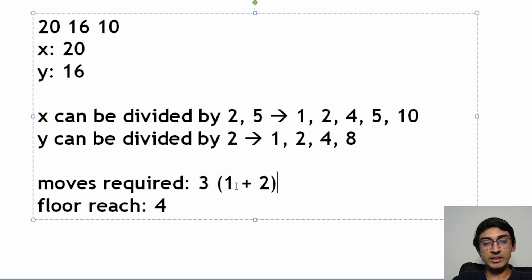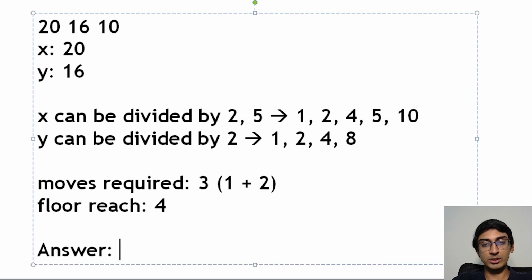So total moves required is 3, and then I can reach 4. Can I reach other floors? Yes, you can. You could reach the second floor as well, but the problem is to reach the second floor you will require more moves, and we have said that we want the minimum moves required, right? So the answer that you're supposed to give over here is the number of moves required, which is 3, and the floor which I'm reaching, which is 4, right?